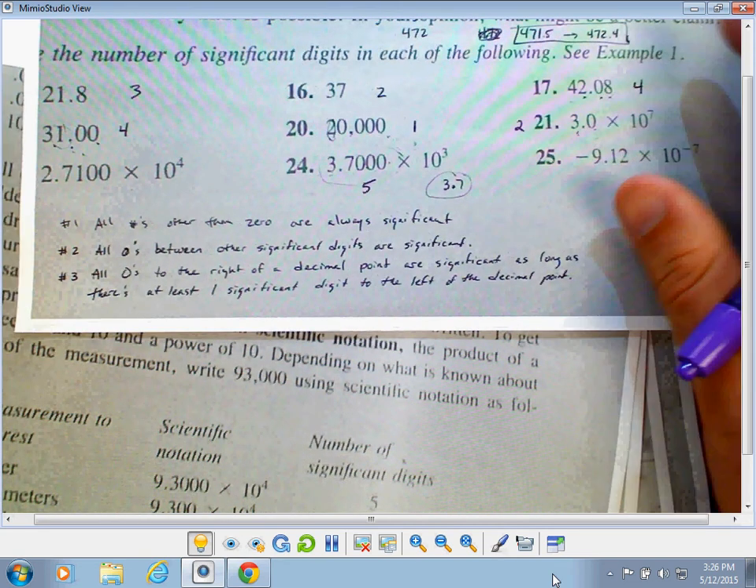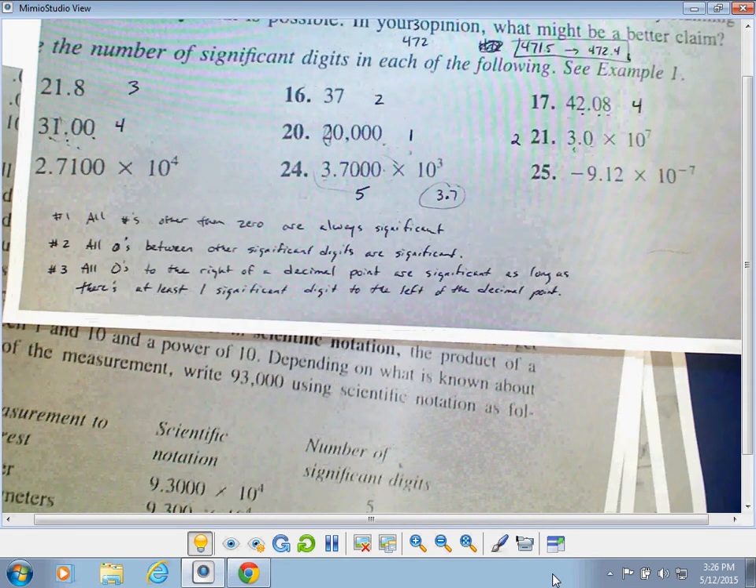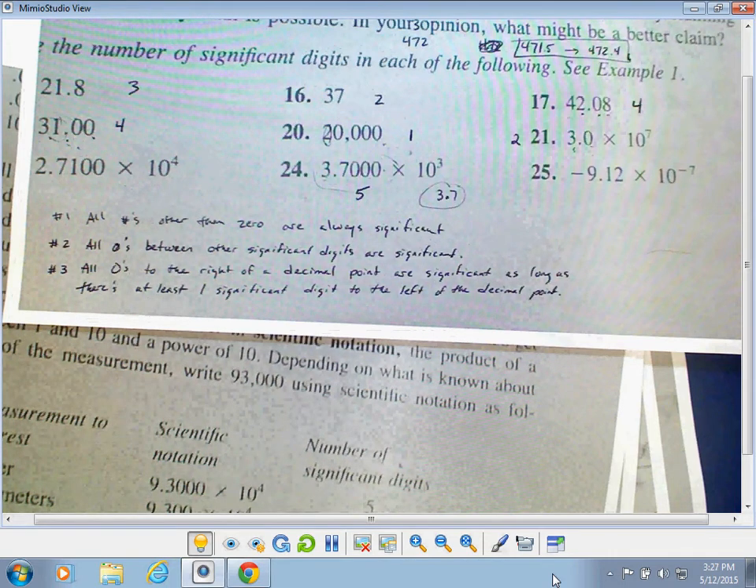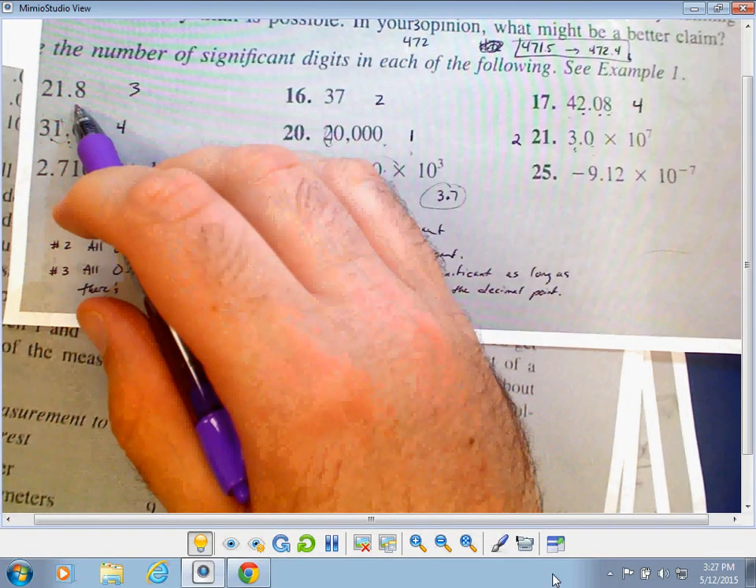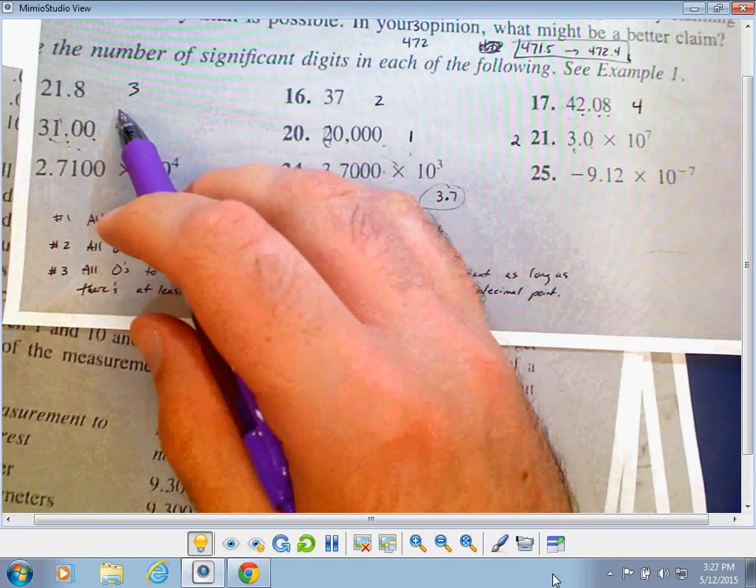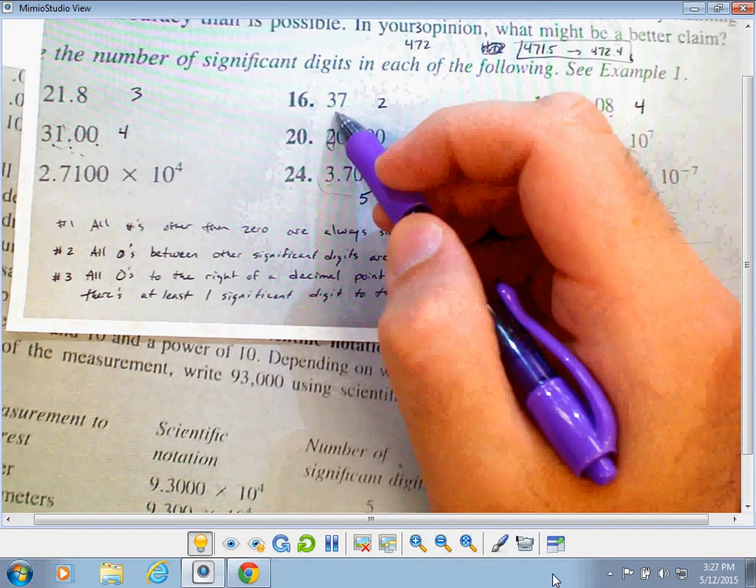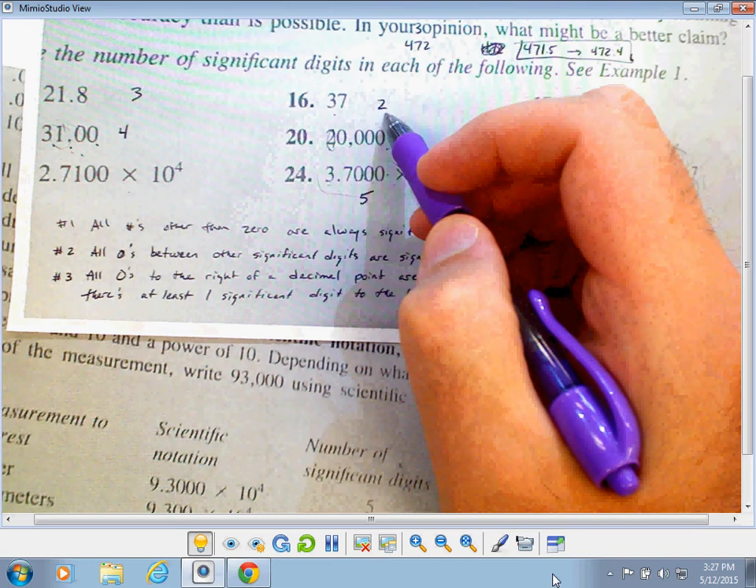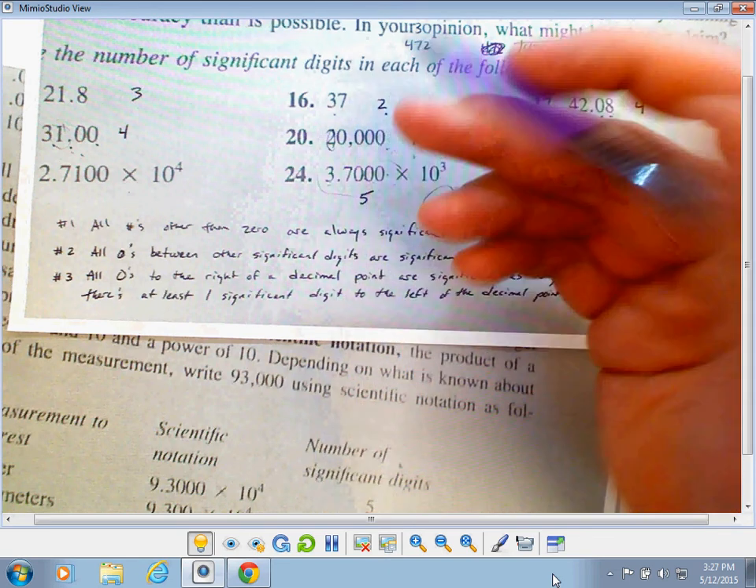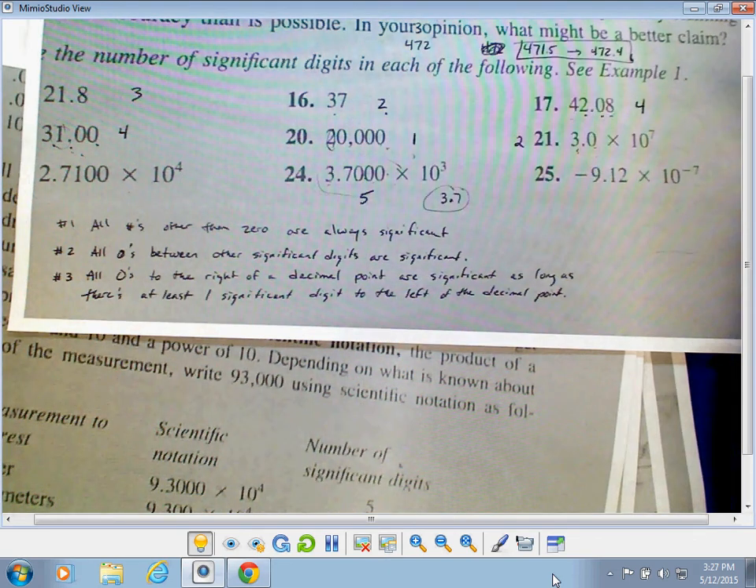Okay, basically start out with something real simple. Rule number 1, every regular number other than 0 is always a significant digit. So if you're counting, in the case of 21.8, there are 3 regular numbers there, significant digits 3. In the case of number 16, 37, significant digits 2. Right? Regular numbers are always significant.